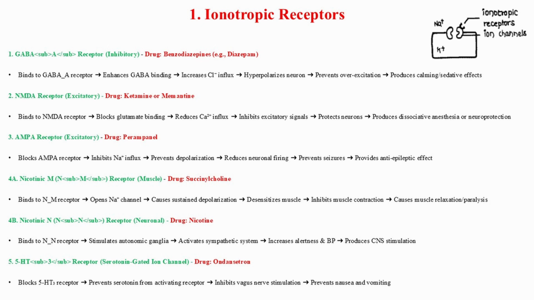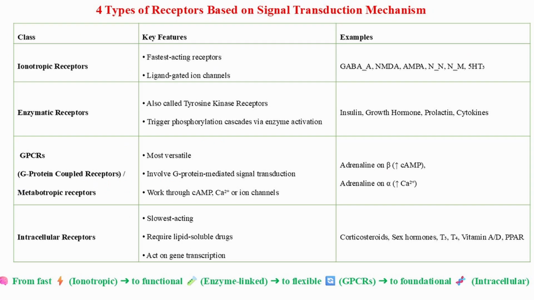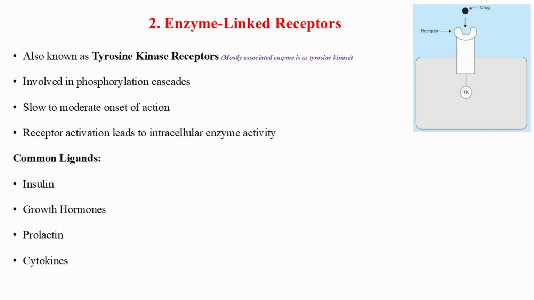for specific medical benefits. Now let's see the second type of receptors classified under signal transduction mechanisms, the master controllers of the cell, nothing but enzyme receptors, also called tyrosine kinase receptors. These receptors are not about speed, they are about building power step by step.